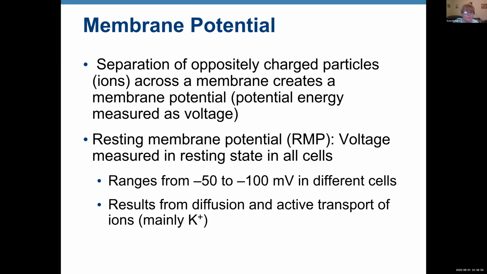So that's what it says here. Separation of oppositely charged particles, in this specific case ions, across a membrane creates a membrane potential or potential energy measured as voltage. So RMP, or resting membrane potential, is a voltage measured in a resting state in all cells. So every single cell in your body is a battery, and it has potential energy of voltage. And if we measure this voltage, it will be -50 to -100 millivolts in different cells. And negative charge will be inside and positive outside, right?